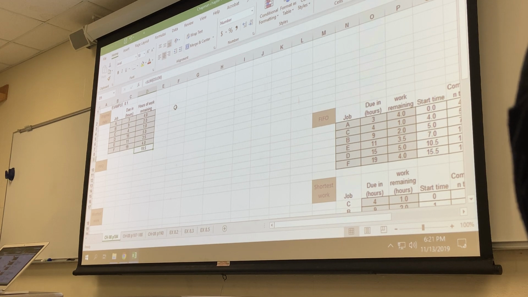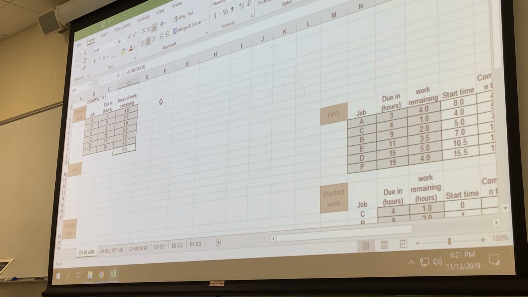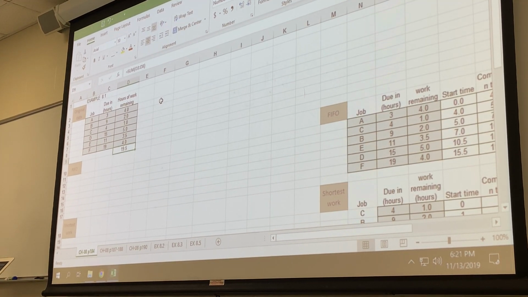And, yeah, now this one has a lot of errors in it that it has here too. So it's 4, 2, 1, 5, 3.5, and 4. Yep, that's it. So 8.1 is some work center has 6 jobs that are waiting. And he wants to know what's the best schedule for the work to have at the work center. So they said, let's try due date first.